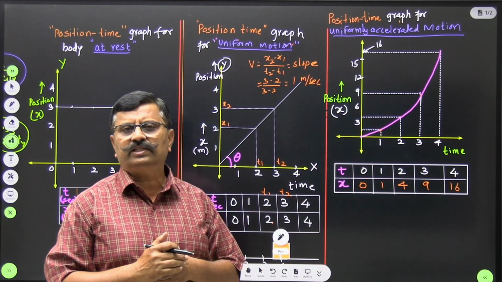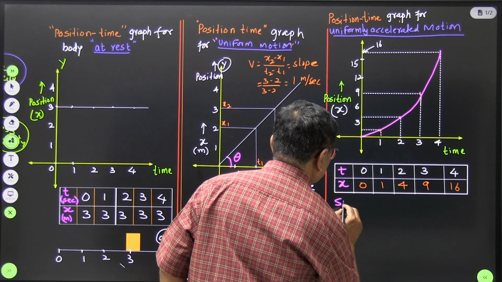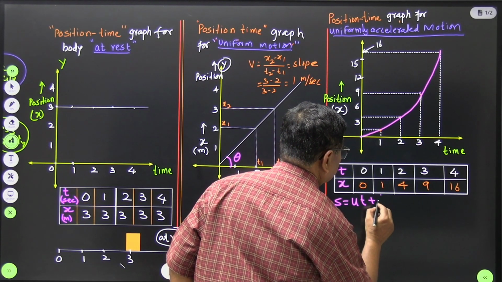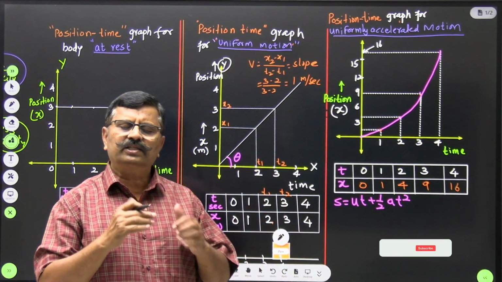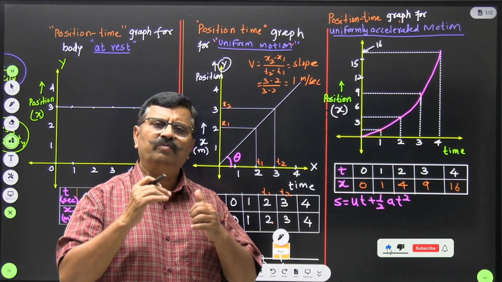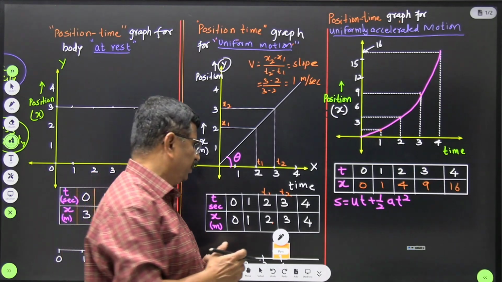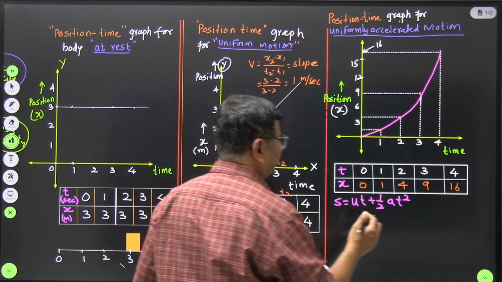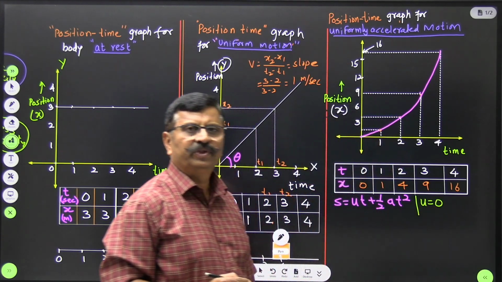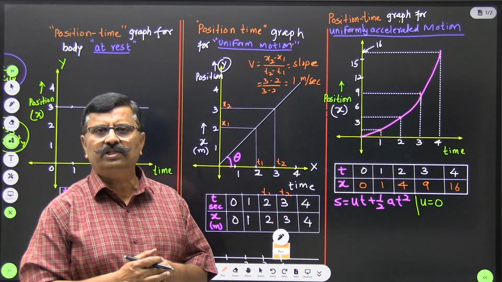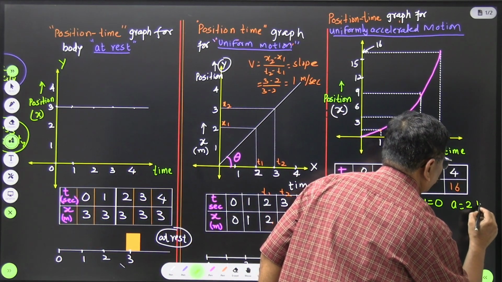Let's start with the second kinematic equation. What is the second kinematic equation? S is equal to ut plus half at square. Now, for the sake of understanding, let us consider that the body starts from rest and it is moving with acceleration 2 meters per second square. So when we say that the body starts from rest, that means u is equal to 0 and the body is moving with constant acceleration of 2 meters per second square.